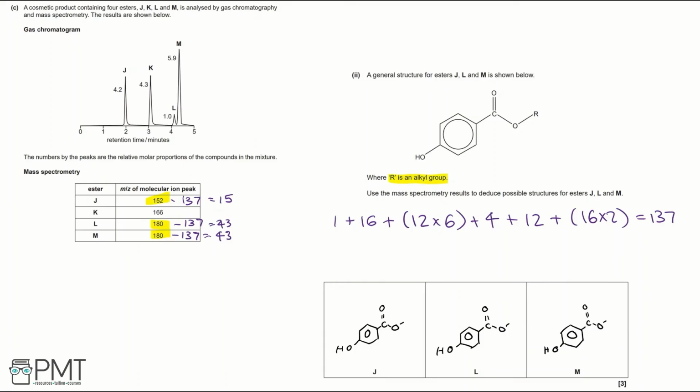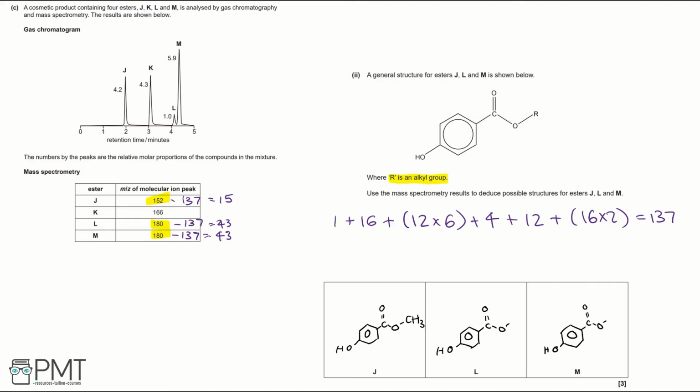The first one we can start with is J, so 15, that's going to be CH3, because carbon has a relative formula mass of 12, 12 plus 3 is 15. So L and M are going to have the same R group value in terms of their relative formula mass.